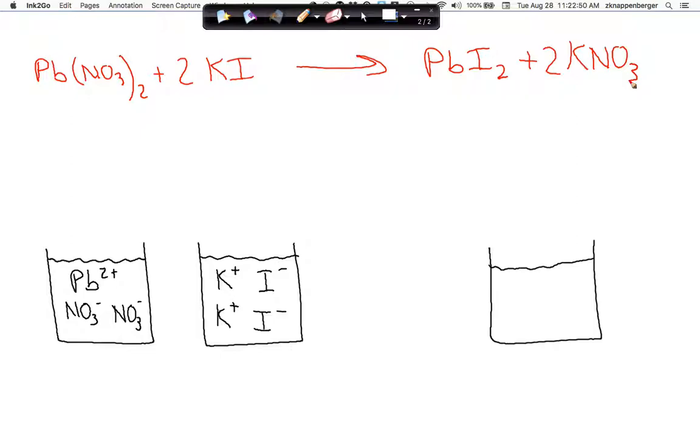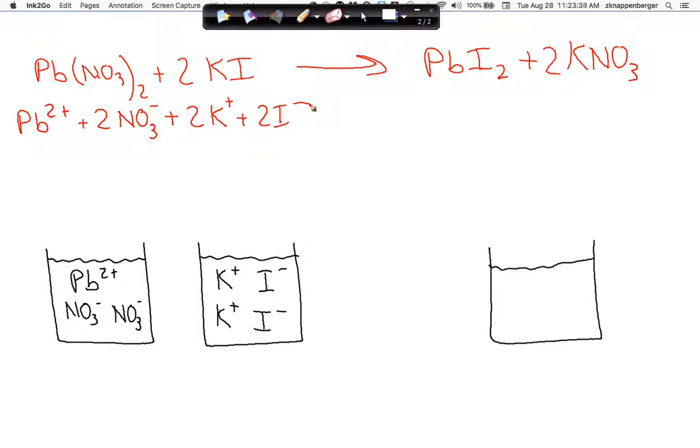So guys, what we're going to do now is rewrite this balanced equation to honor what is actually in those beakers. Well, here on the left, we actually have this, don't we? We have lead ions. And what else do we have? 2 nitrate ions. And we have 2 potassium ions, and we have 2 iodide ions. Do you see what we've just done? We just took the reactants and wrote them as they actually exist.